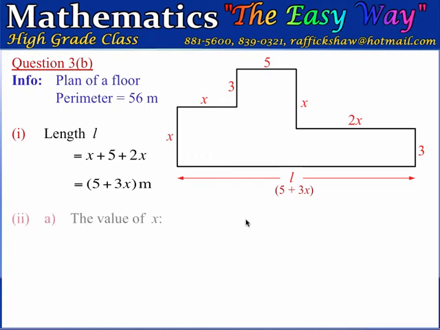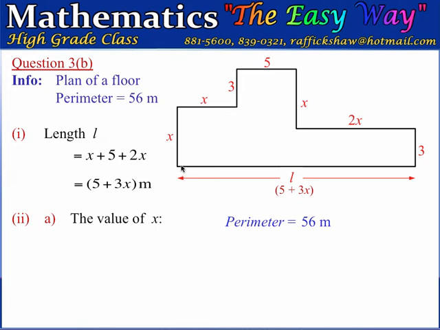Part 2 now wants us to determine the value of x, and we have to use the information that was provided: the perimeter of the floor is 56 meters. The perimeter of the floor is the distance around the boundary of the floor. That total distance is the perimeter, and we are told that it is 56 meters. So we can write an expression in terms of x for the perimeter of the floor.